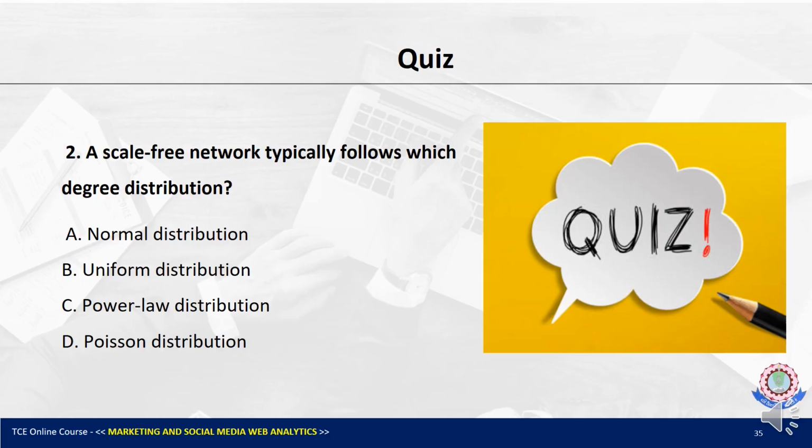The second question. A scale-free network typically follows which degree distribution? The answer is power law distribution. In a scale-free network, most nodes have few links and a small number of nodes have an extremely high number of connections. This pattern is exactly what the power law distribution represents.